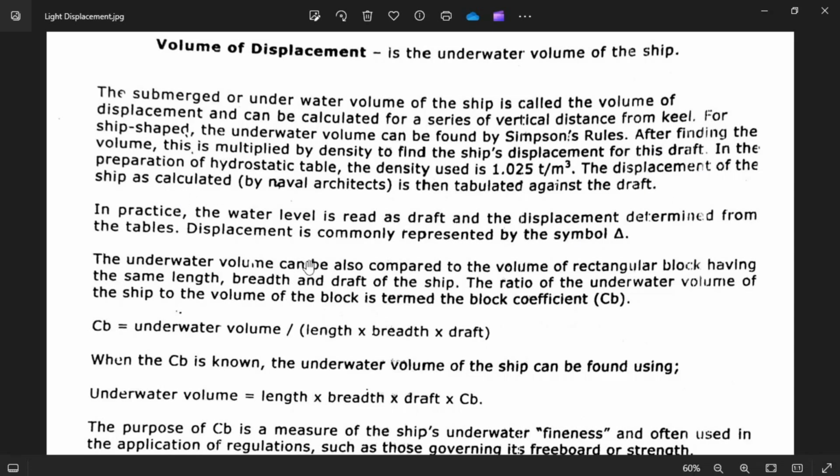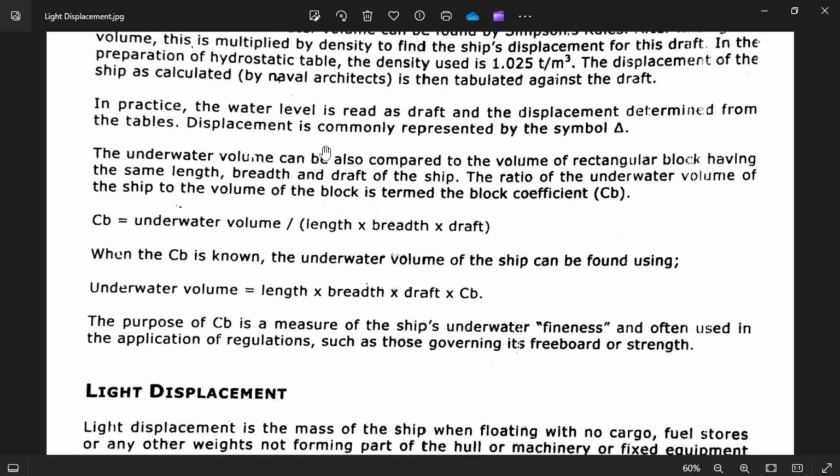In the preparation of the hydrostatic table, the density used is 1.025. So all figures, guys, that you will see in the hydrostatic table use this density of 1.025 tons per cubic meter. The displacement of the ship as calculated by naval architects is then tabulated against the draft. In practice, the water level is read as draft, and the displacement is determined from the table. Displacement is commonly represented by this symbol, which looks like a triangle.